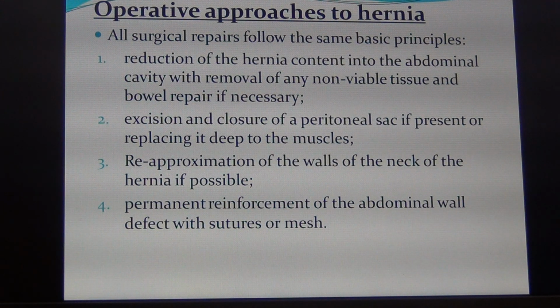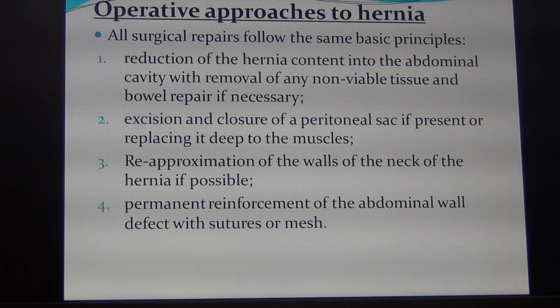All surgical repairs follow the same basic principles. You have reduction of the hernia content into the abdominal cavity with removal of any non-viable tissue and bowel repair if necessary. Excision and closure of a peritoneal sac if present, or replacing it deep to the muscles. Number 3, reapproximation of the walls of the neck of the hernia if possible, and permanent reinforcement of the abdominal wall defect with sutures often.